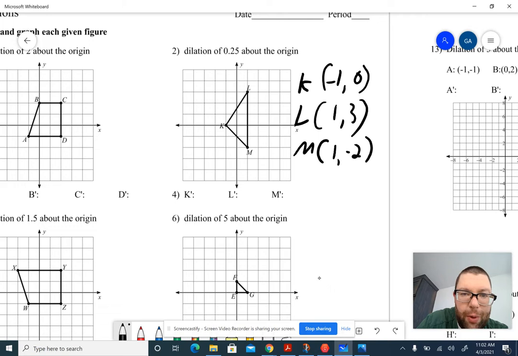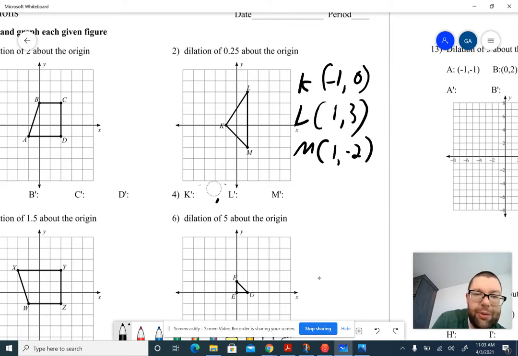I'm just looking at where they are on the coordinate plane. This is over 1, down 2, so 1, -2. This is over 1, up 3, so 1, 3. And K was left 1 and on the x-axis, so it didn't go up or down, so -1, 0. Then once we have those, we just multiply all of those by 0.25. So K prime, I would take -1 times 0.25, which is -0.25. And then 0 times 0.25, you still get 0.